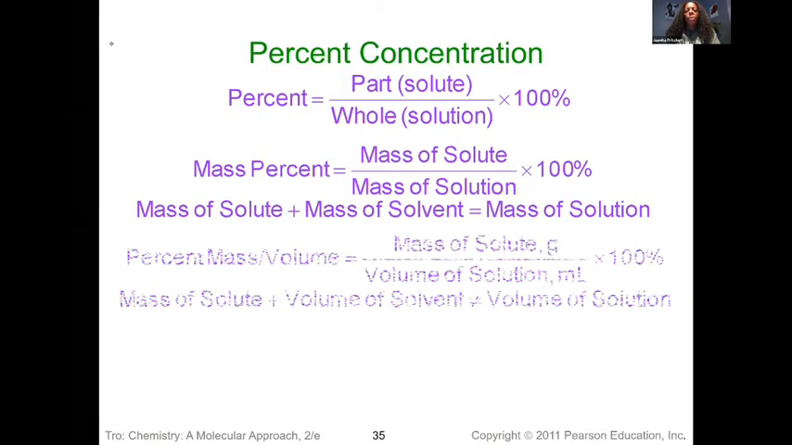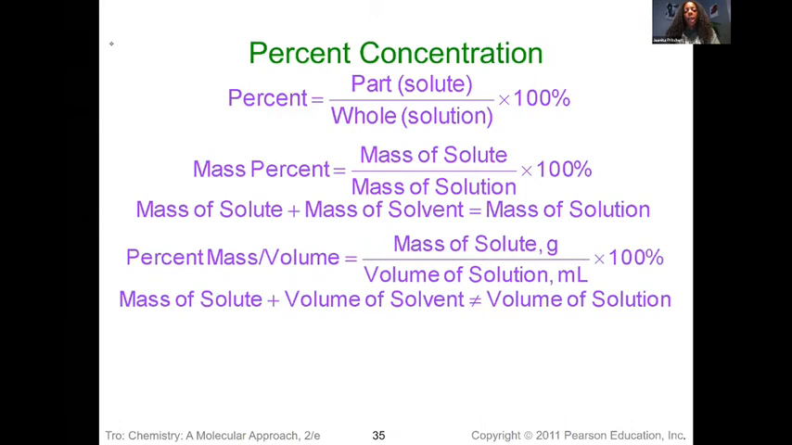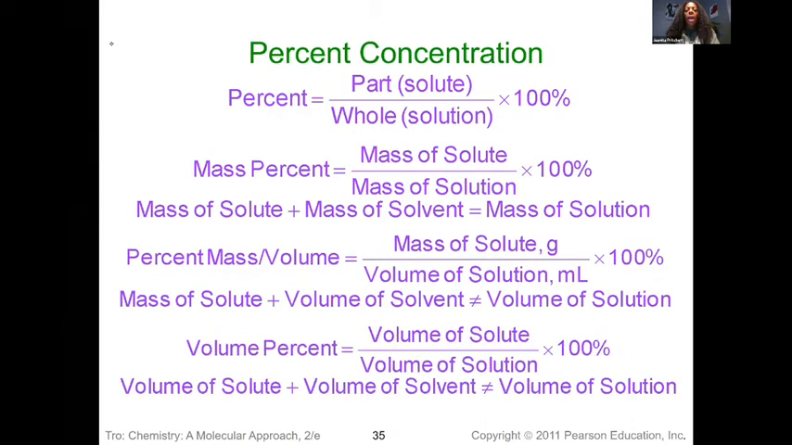So if we're dealing with percent concentrations, again, we're looking at a part to whole ratio, and we multiply by 100. If it's a mass percent, it's the mass of solute compared to the mass of solution. If it's mass to volume percent, that's mass of solute, the part, compared to the total volume of solution. And if it's volume to volume, it's volume of solute to the solution. Again, the part compared to the whole.